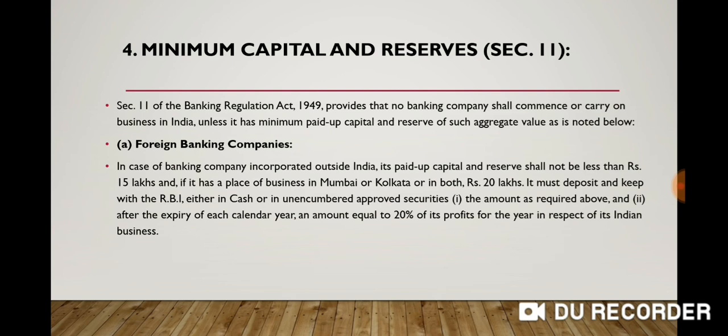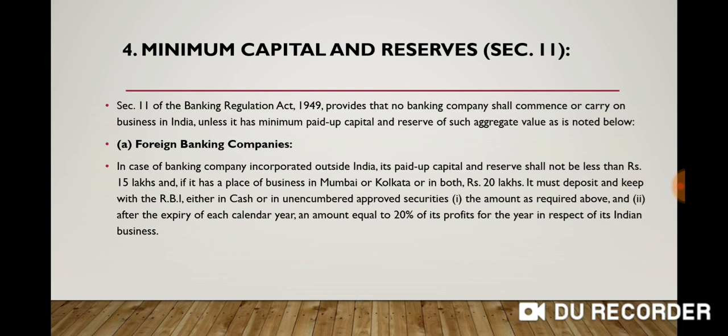The fourth one is minimum capital and reserves. Section 11 of the Banking Regulation Act 1949 provides that no banking company shall commence or carry on business in India unless it has minimum paid up capital and reserve of such aggregate value as noted below. Part A is foreign banking companies. In case of a banking company incorporated outside India, its paid up capital and reserve shall not be less than rupees 15 lakhs, and if it has a place of business in Mumbai or Kolkata or in both, rupees 20 lakhs.